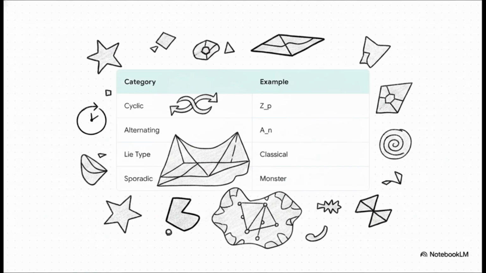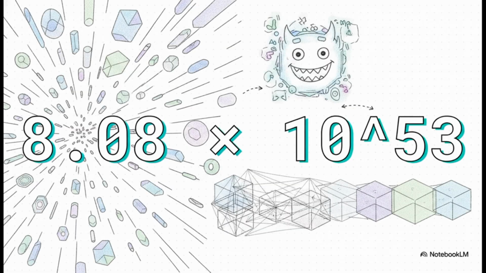Now, there are exactly 26 of these rare, exceptional, sporadic groups that completely refuse to follow the rules of the infinite families. And among those 26 rare, sporadic exceptions is the awe-inspiring monster group. And I mean awe-inspiring. It is an atomic structure so incomprehensibly massive, its exact size is the 54-digit number you're looking at right now. That's over 8 times 10 to the 53rd power.